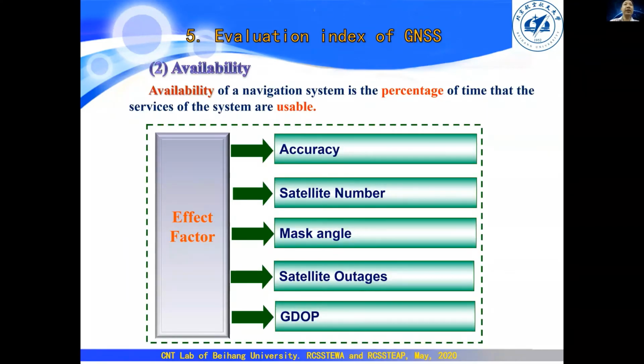So actually the availability means, for a navigation system, what percentage of the time the service is usable. We call it availability. That means commonly accuracy, satellite number, mask angle, satellite outage, and GDOP are also factors that will affect availability.